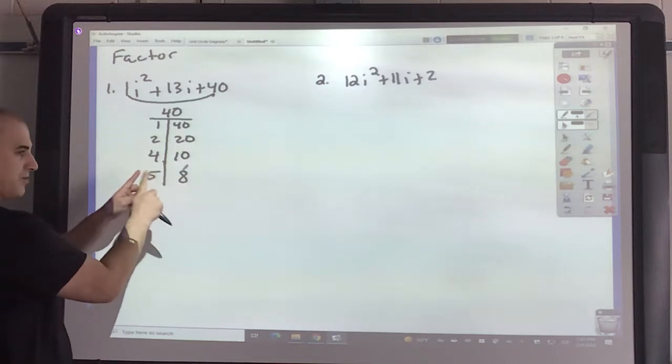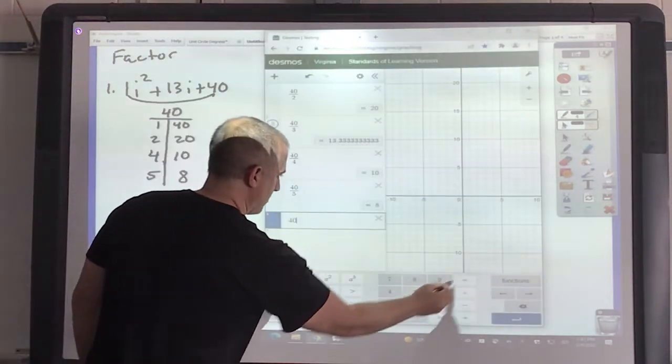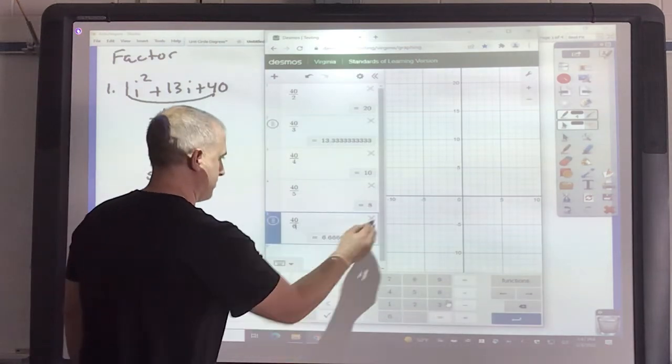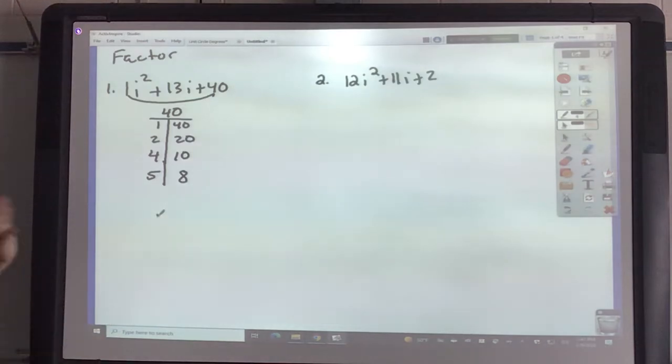As you can see, the numbers are getting closer together. The only numbers left to try are 6 and 7. 6 doesn't work. Divide by 7, 7 doesn't work. So those are your factors.